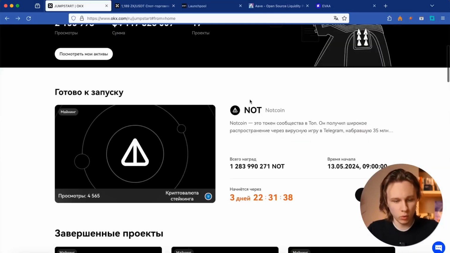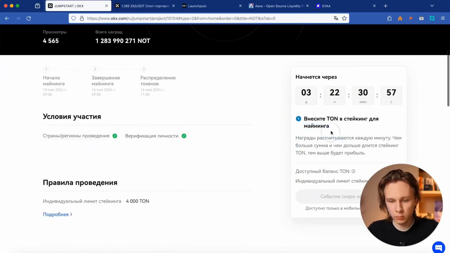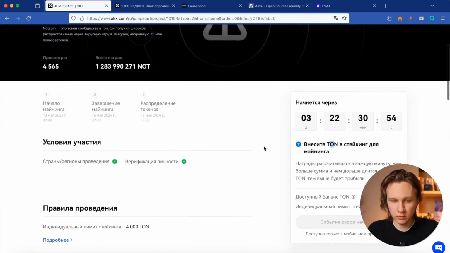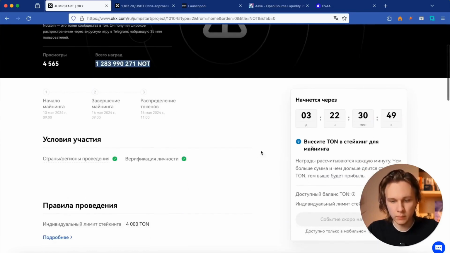Right now, while I am recording the video, the launch pool for the Notcoin token is starting. I think you all know about it. And here the conditions are different. You need to deposit TON to receive these free NOT tokens if you haven't farmed or obtained them yourself. I don't have any TON in my portfolio, so I won't be depositing anything here, but I can do it a little differently. I'll show you later.